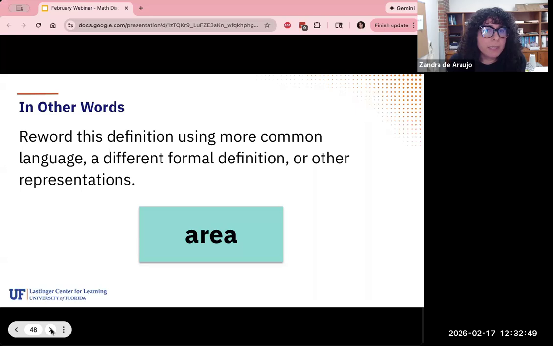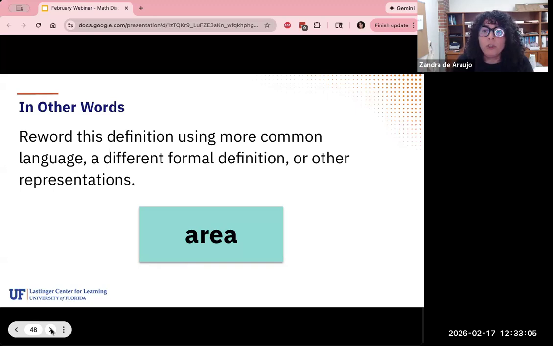Okay, another one is "in other words." And again, this is to get students talking about mathematics. Not all of these are going to result in a deep conversation. It's just starting to get kids to talk about mathematics in some kind of way.